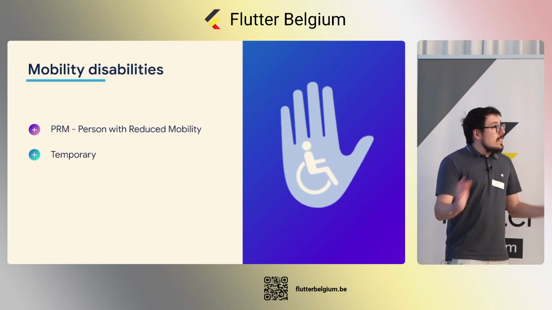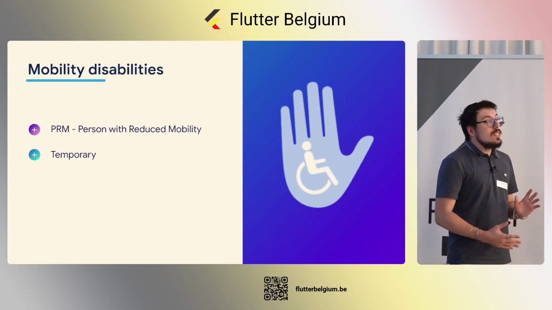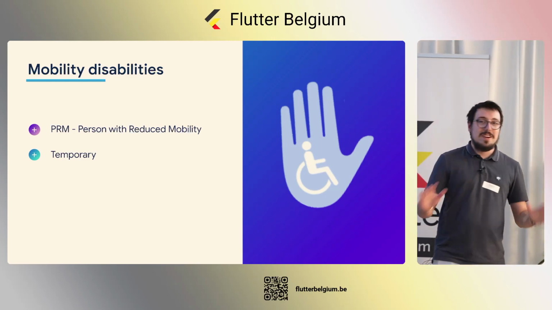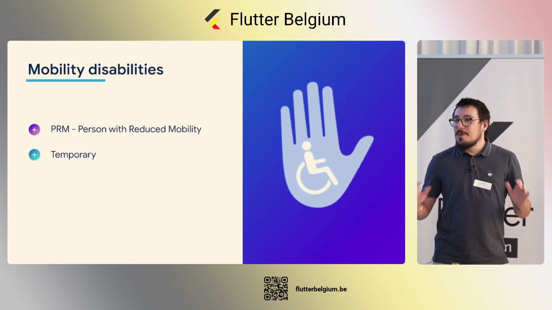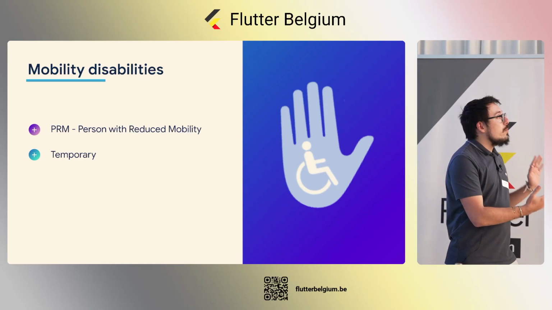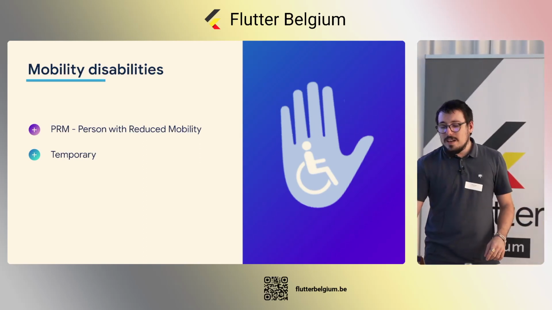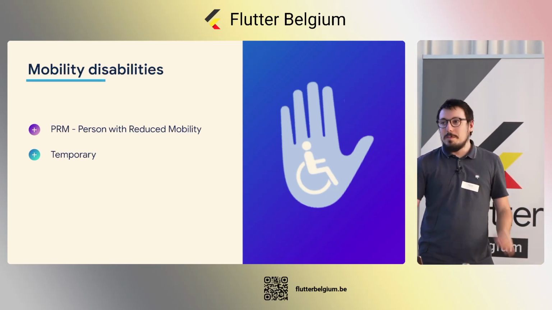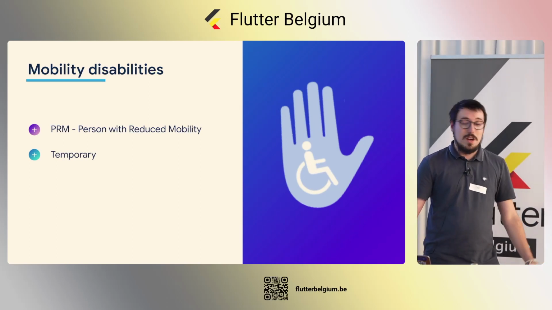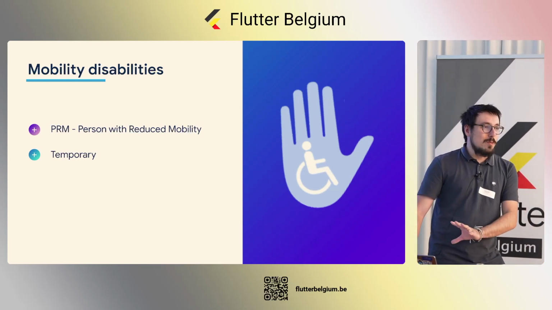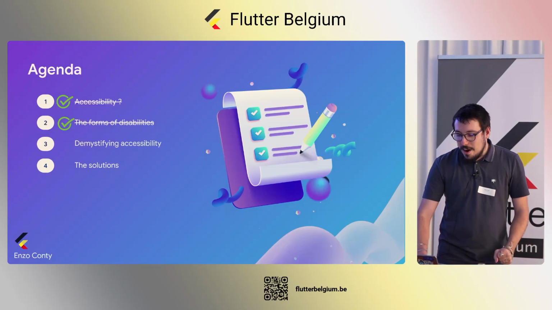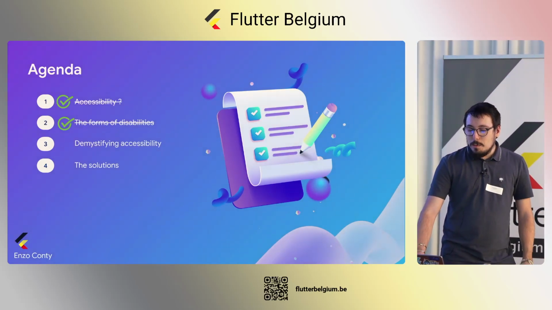There are plenty of other categories of disabilities, but otherwise we would be here until tomorrow morning. So we're just going to speak about the three main ones. If you want more information on the others, you can see me after, or you can see all the documentation that I will put up afterwards. All right, so we know about the forms of disabilities.